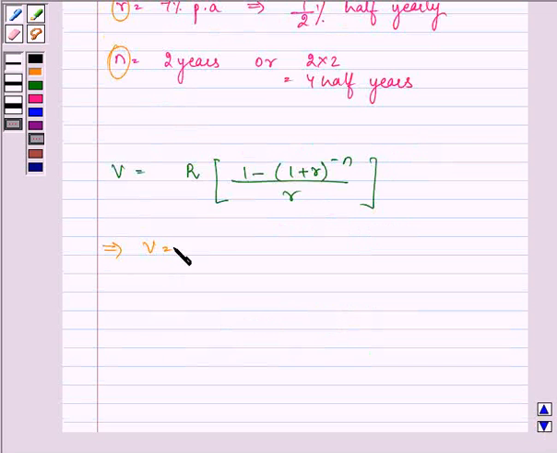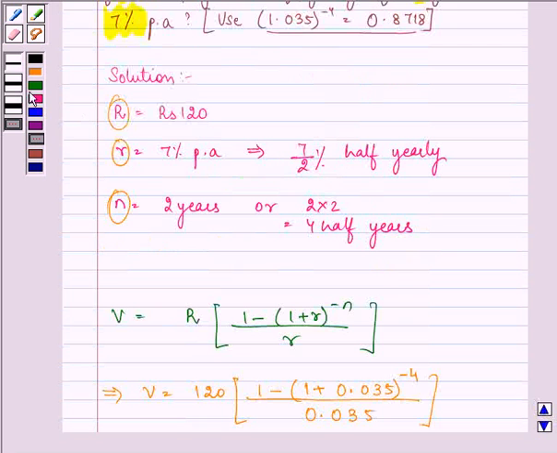So we have V equal to 120, 1 minus 1 plus R, that will be 0.035 raised to the power minus N, that is minus 4, upon again R, that is 0.035. Here we have changed this percentage, it can be written as 0.035, isn't it?